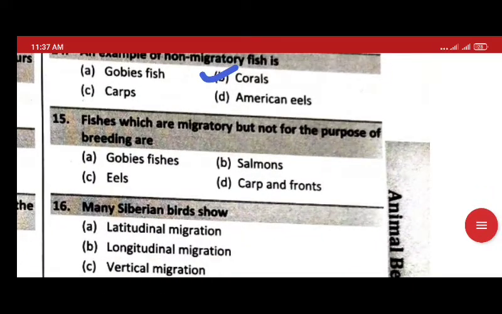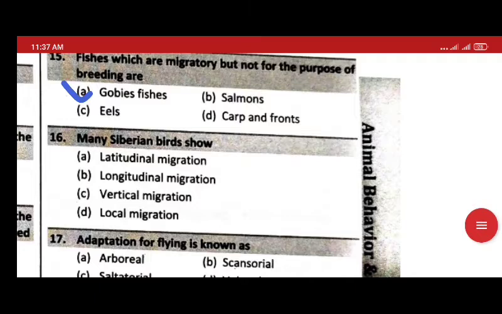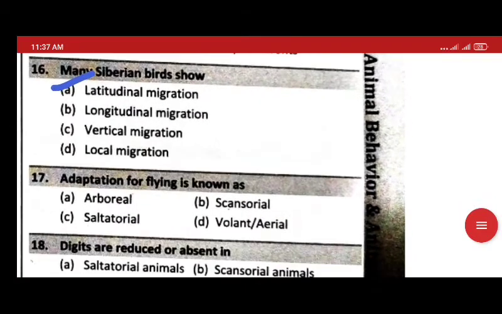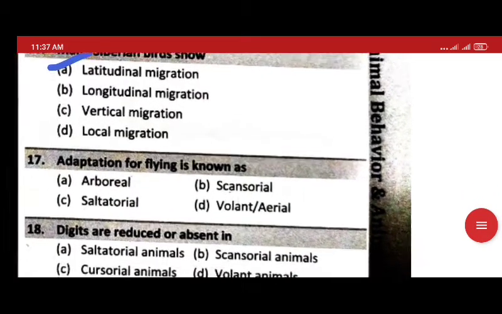Fish which are migratory but not for the purpose of breeding. So for breeding, salmon is for breeding, carp and prawns for breeding, eel is for breeding, so gobies. Option A is right because gobies fish is not for breeding purpose. Option A is right. Now, many Siberian birds show... So many Siberian birds show means Siberian bird is always a long migrant. So this bird shows latitudinal, means north south.